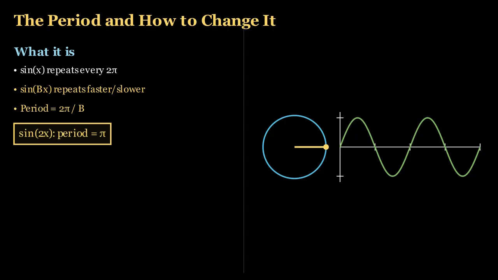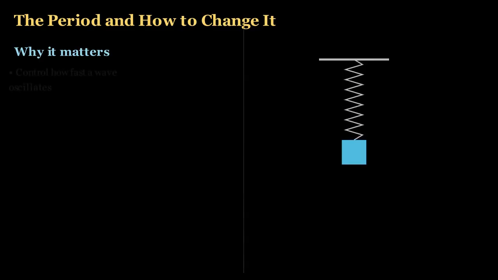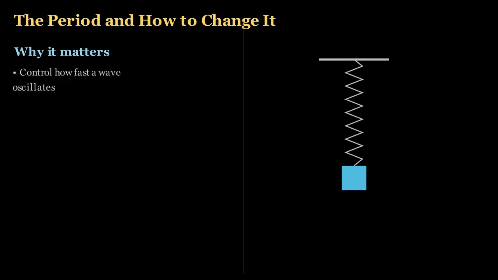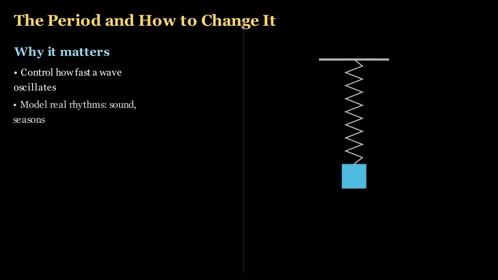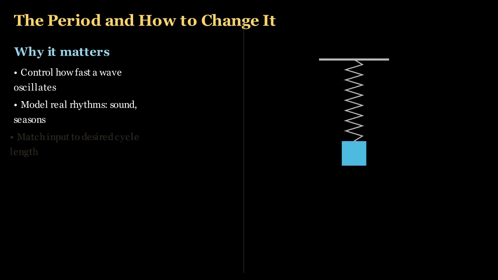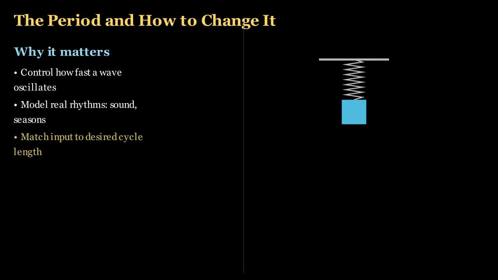Why would we want to change the period? Imagine you're describing something that repeats in time or space, like a musical note vibrating hundreds of times a second, or the temperature going up and down once a year. The basic sine wave has a period of 2 pi, which is just a number on paper. To make it match a real-world rhythm, you need to stretch or squeeze it so one cycle equals the actual length you care about, like 1 second or 1 day. The b factor is the knob that lets you dial in exactly how fast the wave oscillates.